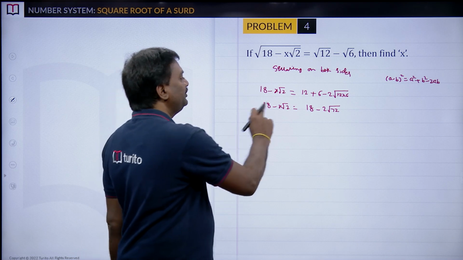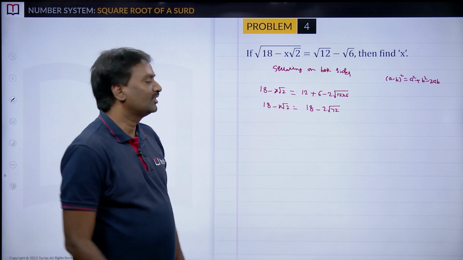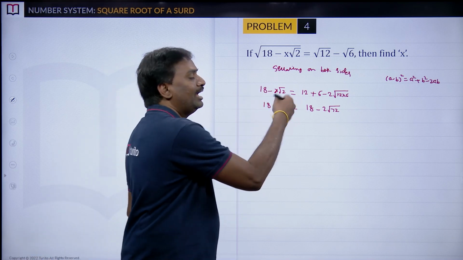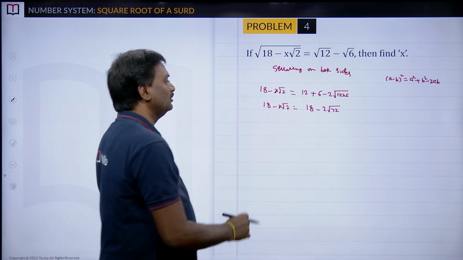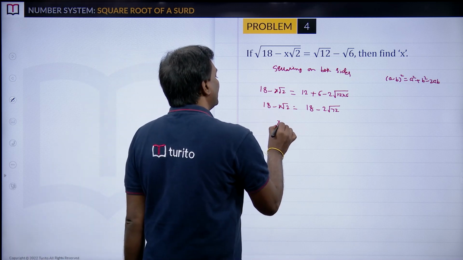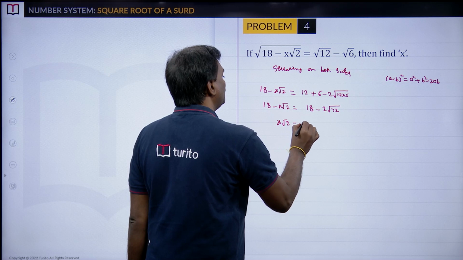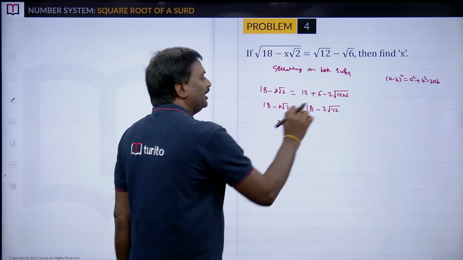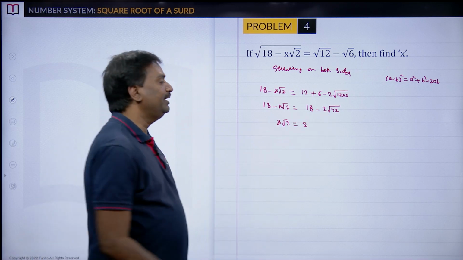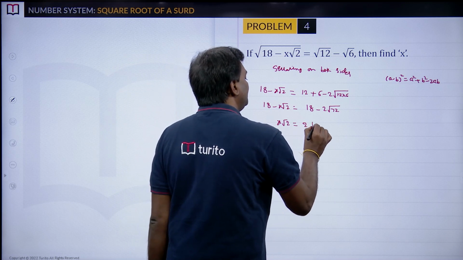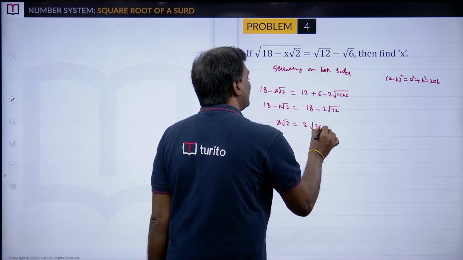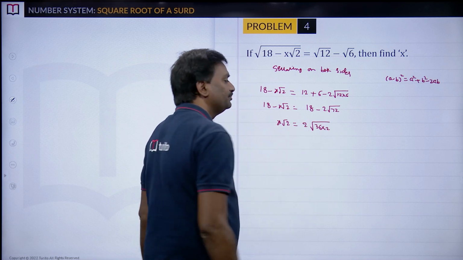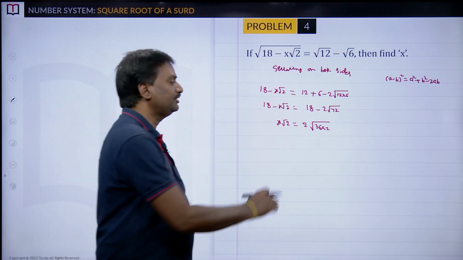So on both sides we can cancel 18, and we can cancel the minus sign also. Then what we have? x into root 2 equal to 2 into root 72. Here 72 can be written as 36 into 2.